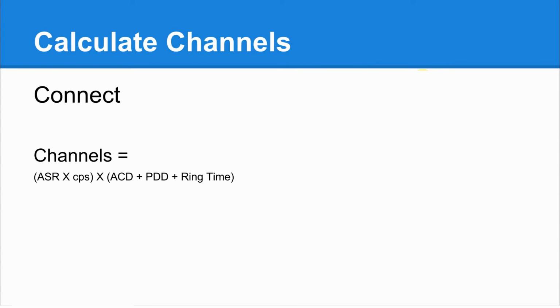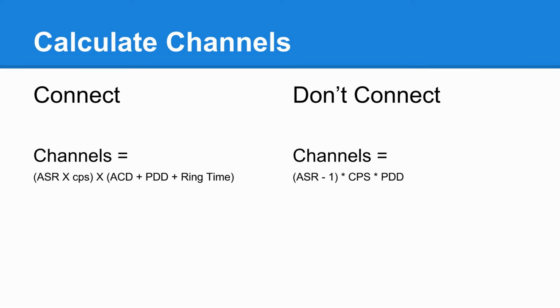To continue to calculate the channels, we'll put all of that together. So we've got our ASR times by calls per second, and then we multiply all of that by the total channel occupancy time, which is the ACD plus PDD plus ring time. We would do the exact same thing for the calls that don't connect.